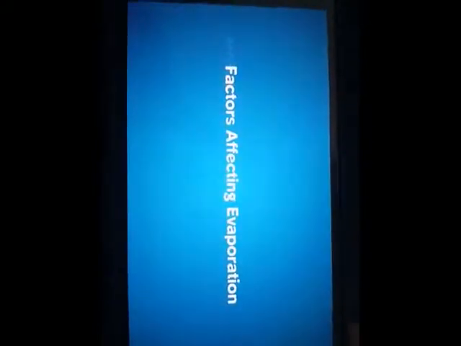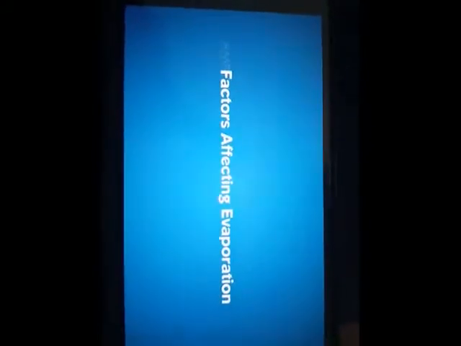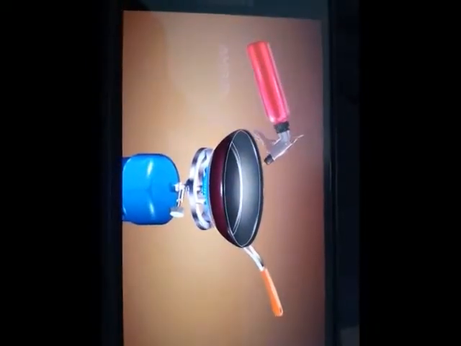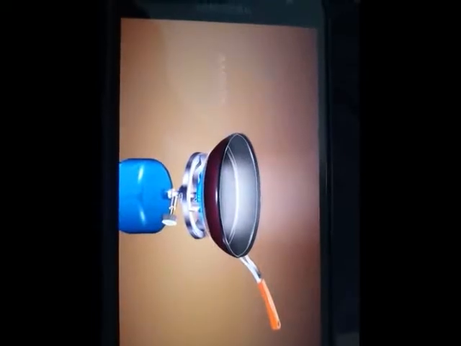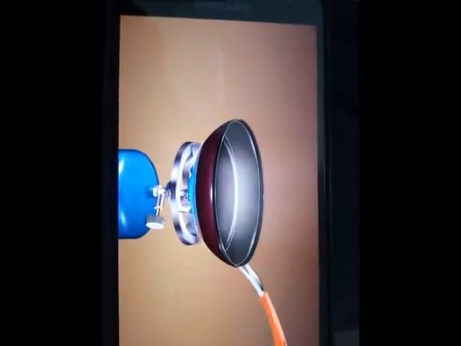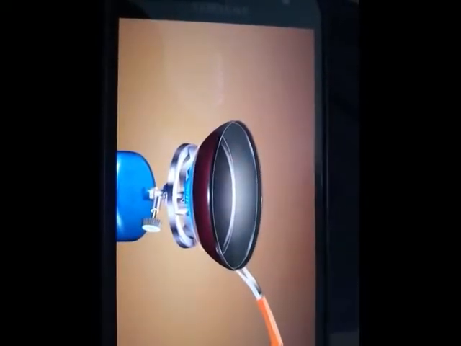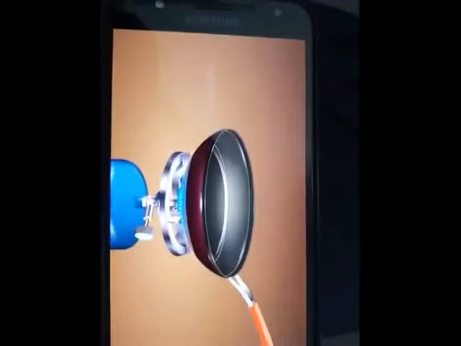Now let us see evaporation. Evaporation is the process by which a liquid changes from its liquid state to gaseous state without being heated to its boiling point. Factors affecting the evaporation. The temperature. When we increase the temperature, the liquid state will change into gaseous state. This is the first factor.